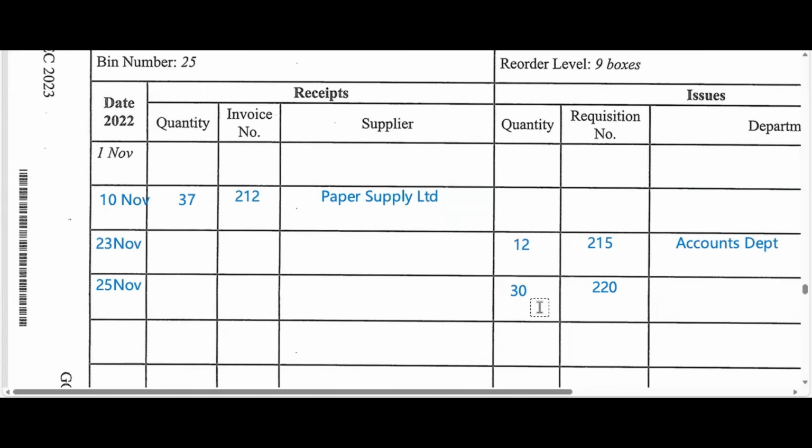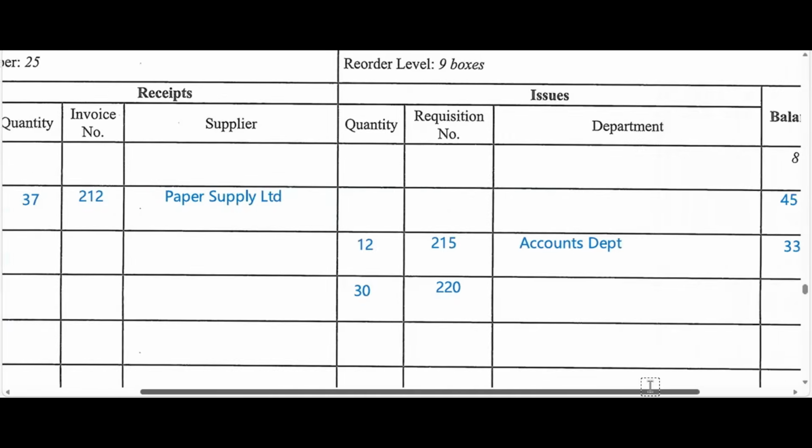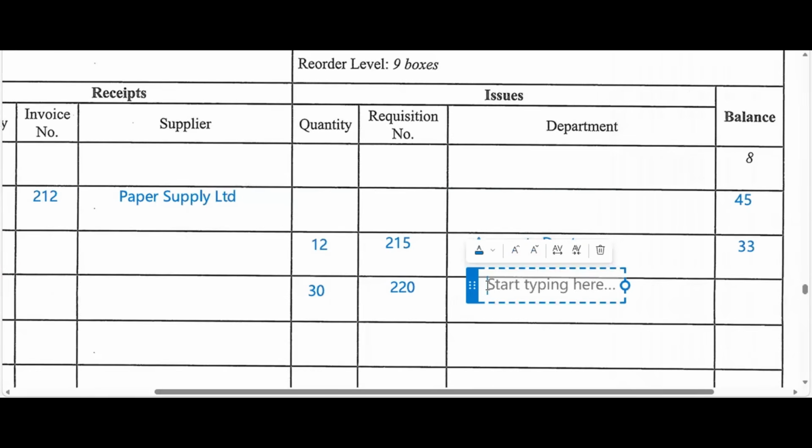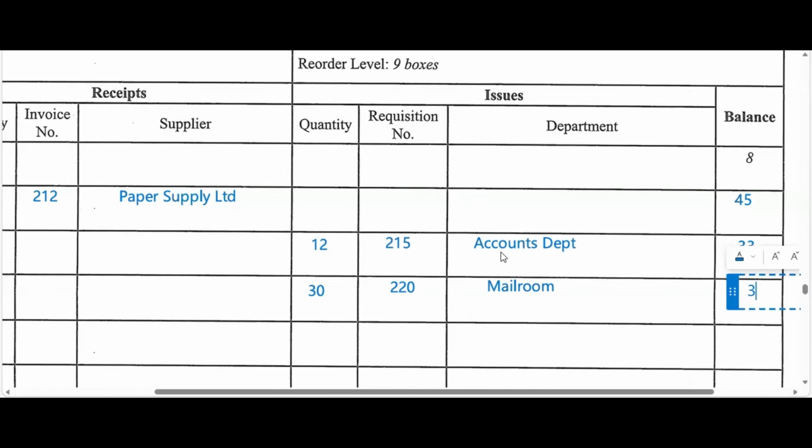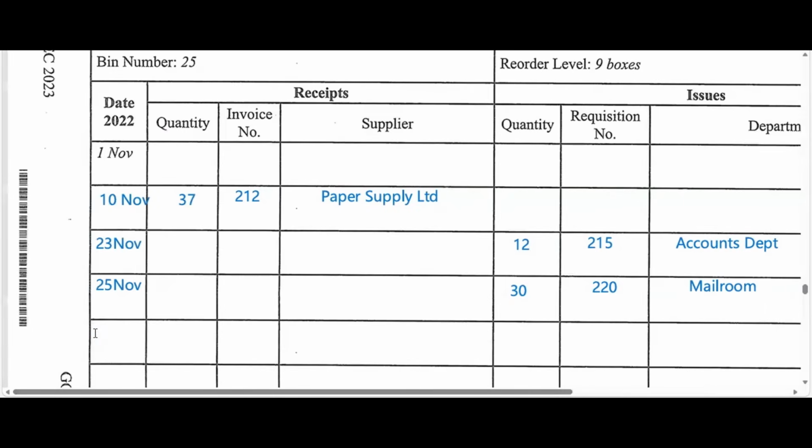30 white letter size paper was issued. Meaning we gave a department 30. What is the name of the department? It was the mail room. So 33 minus 30, we now have 3 white letter size paper remaining. The other entry is the 26th of November. We received 42 white letter size paper. The invoice number is 230.